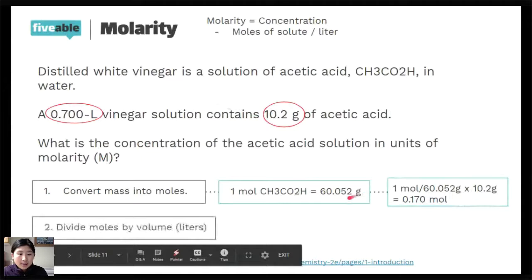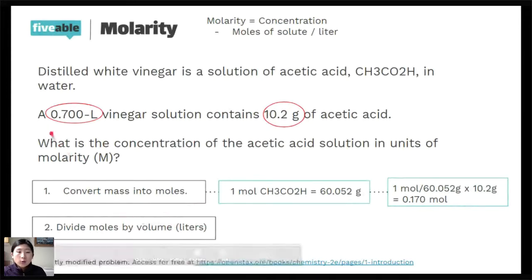All right, and then we're going to divide the moles by volume, right? The volume here is in liters. We can see here that the total volume is 0.700 liters. And mind you, this 0.700 liters is not the volume of acetic acid, it's not pure acetic acid. This is 0.700 liters of vinegar solution, and the vinegar solution is composed of acetic acid and water.